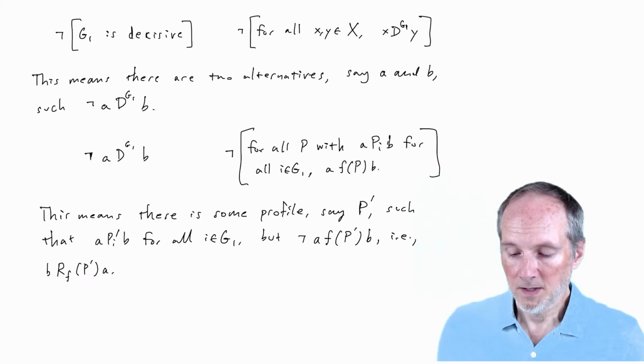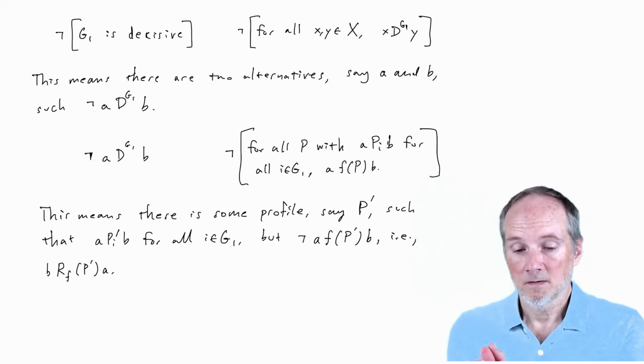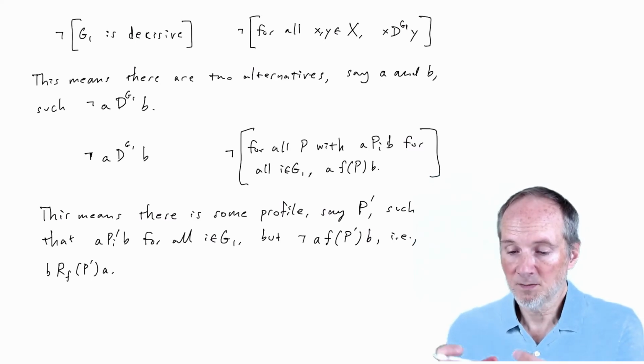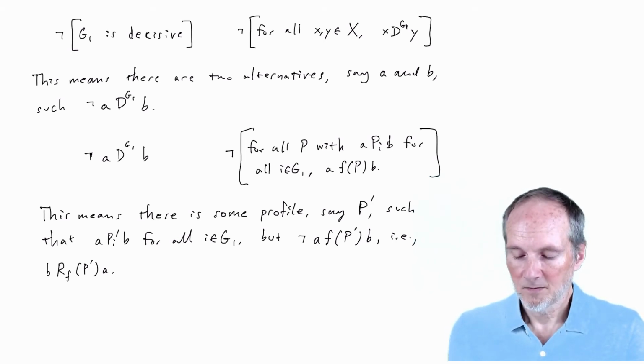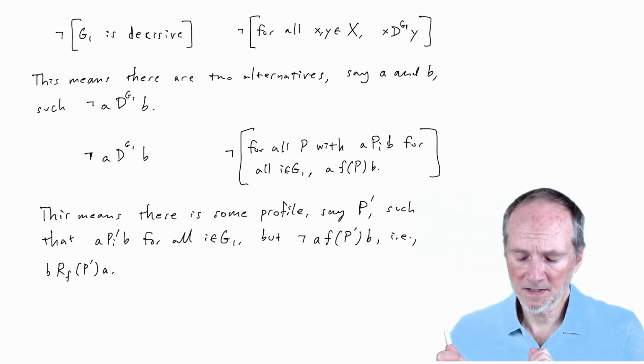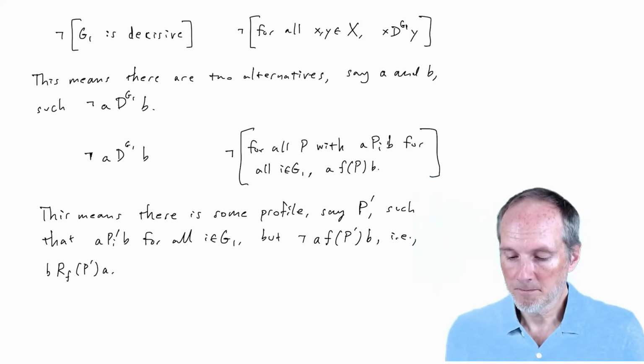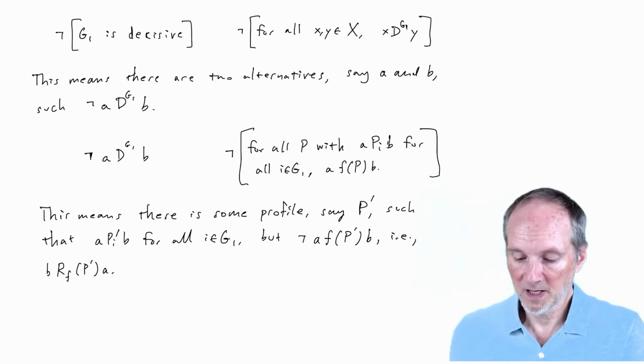Okay, so we're supposing there is no singleton decisive group, and we've then found a smallest decisive group. We've broken it up into two subgroups, G1 and G2. We're focusing on G1 for the moment. Because G1 is not decisive, that means we have alternatives A and B and a profile P prime such that everyone in G1 prefers A to B, but society does not strictly prefer A to B. It weakly prefers B to A.